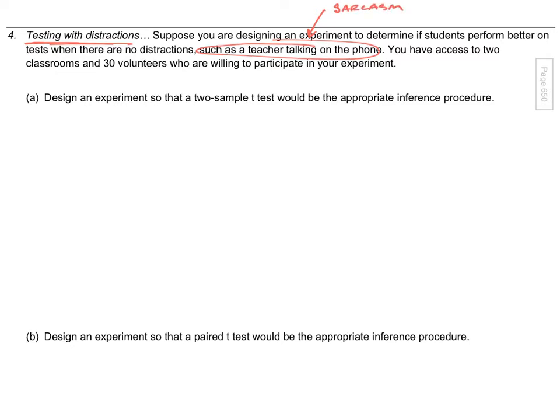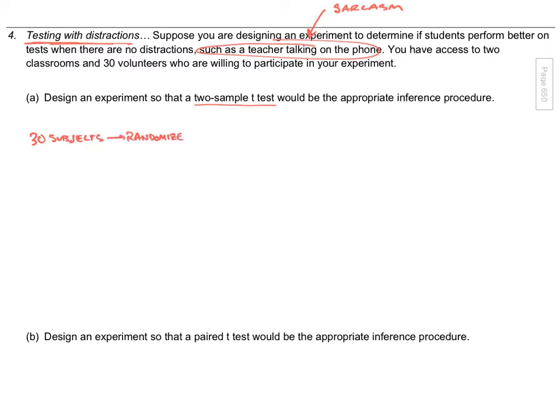Anyway, so let's say we have access to 2 classrooms, 30 volunteers are willing to participate in this experiment. Part A of the problem says design an experiment so that a 2-sample t-test would be the appropriate inference procedure. So let's go ahead and outline what this experiment would look like. Experimental design was back in chapter 4, so you're going to have to go in the Wayback Machine to remember some of this, but we're going to start by saying we've got 30 subjects.